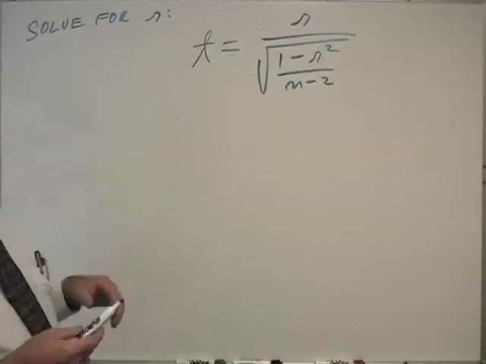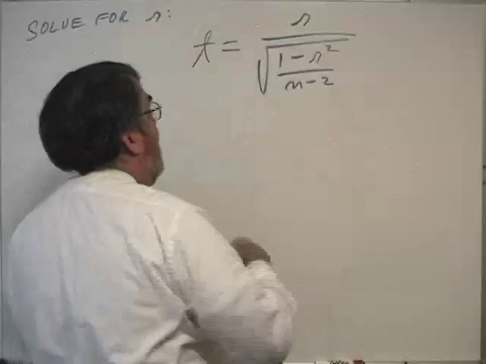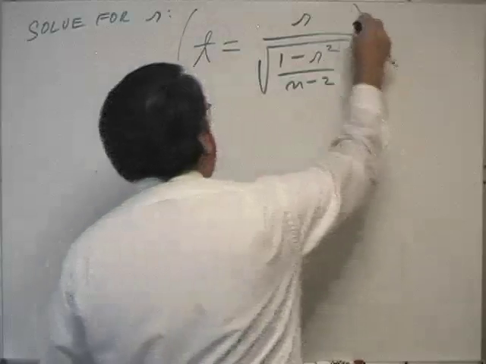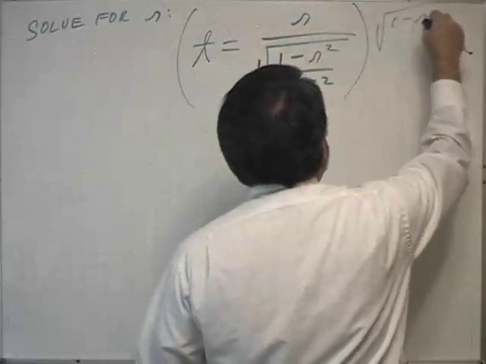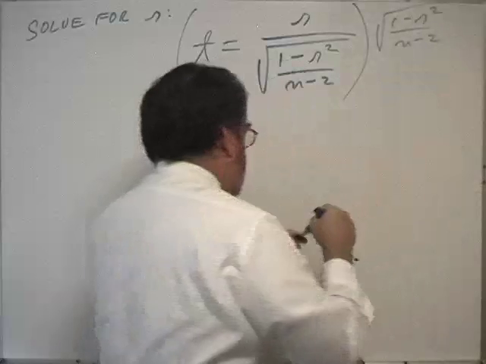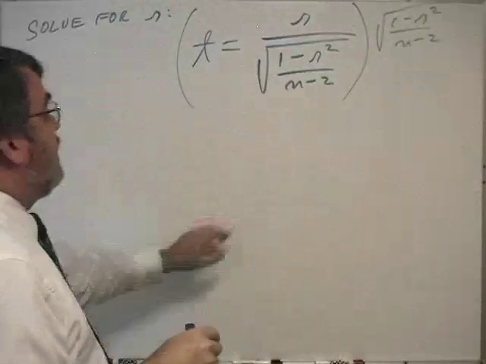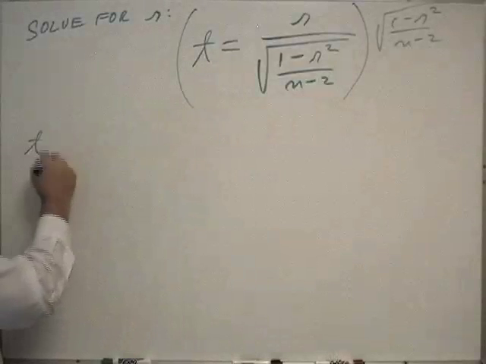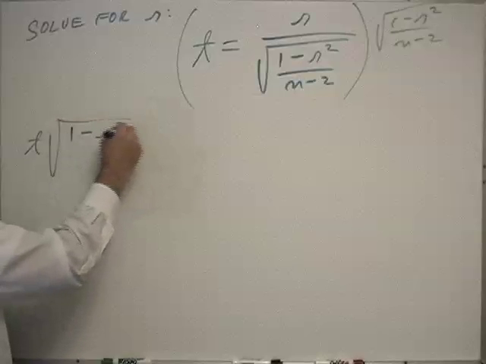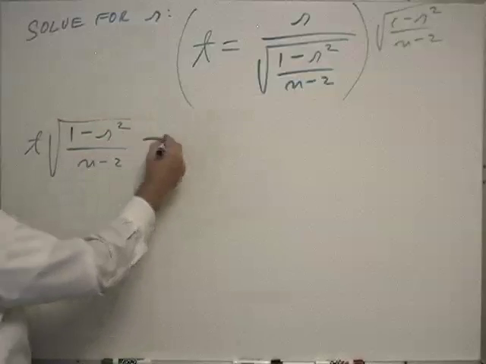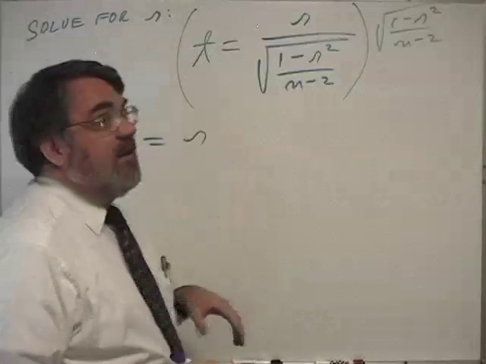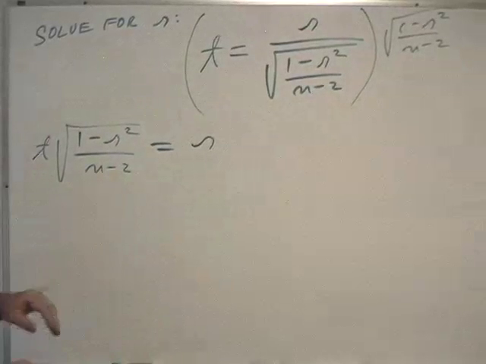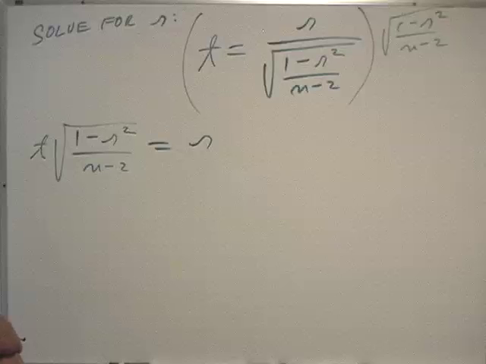So the first thing I'm going to do is get rid of this big denominator. So I'm going to multiply both sides by the square root of 1 minus R squared over n minus 2. And that's going to clear it on the right side, but it'll reintroduce it over here. So I have T times the square root of 1 minus R squared over n minus 2 equals R, because again, on the right side, we canceled the fraction. Now I realize I still have a fraction here, but it's not as bad as it was.